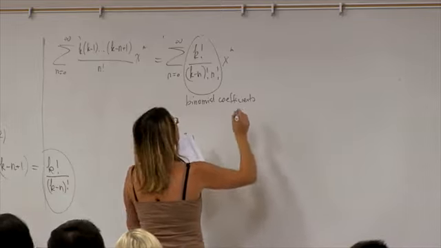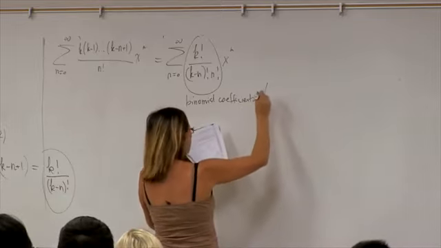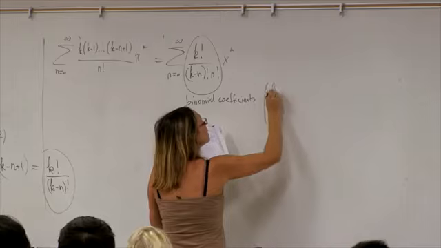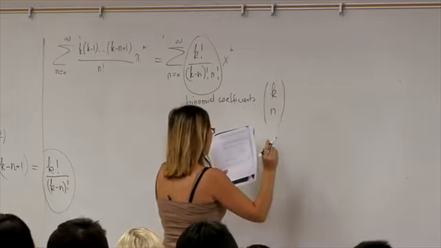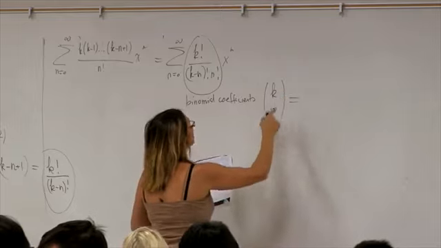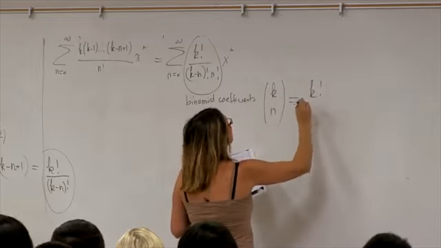And there is a notation for them. It's called k choose n. Okay, so this is a notation that means exactly this.